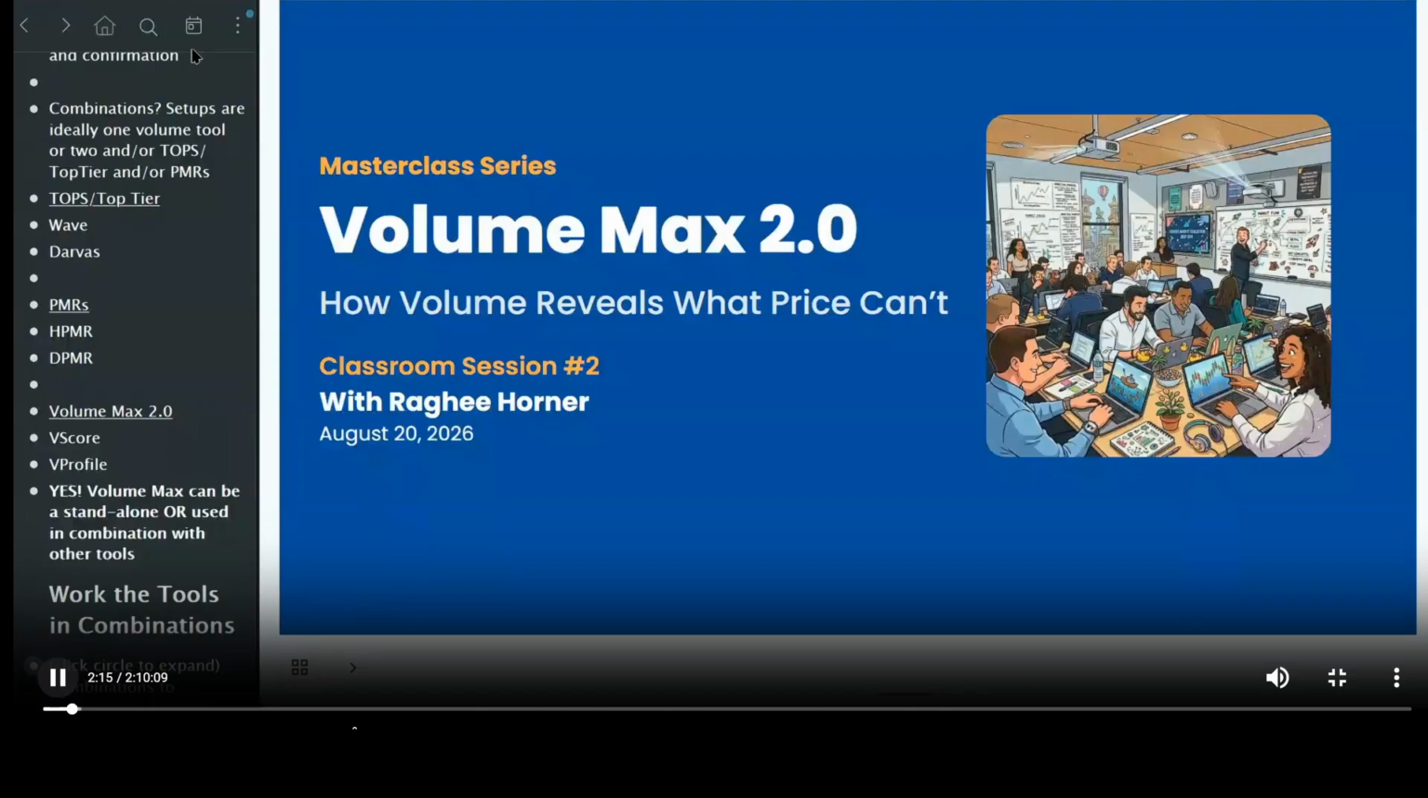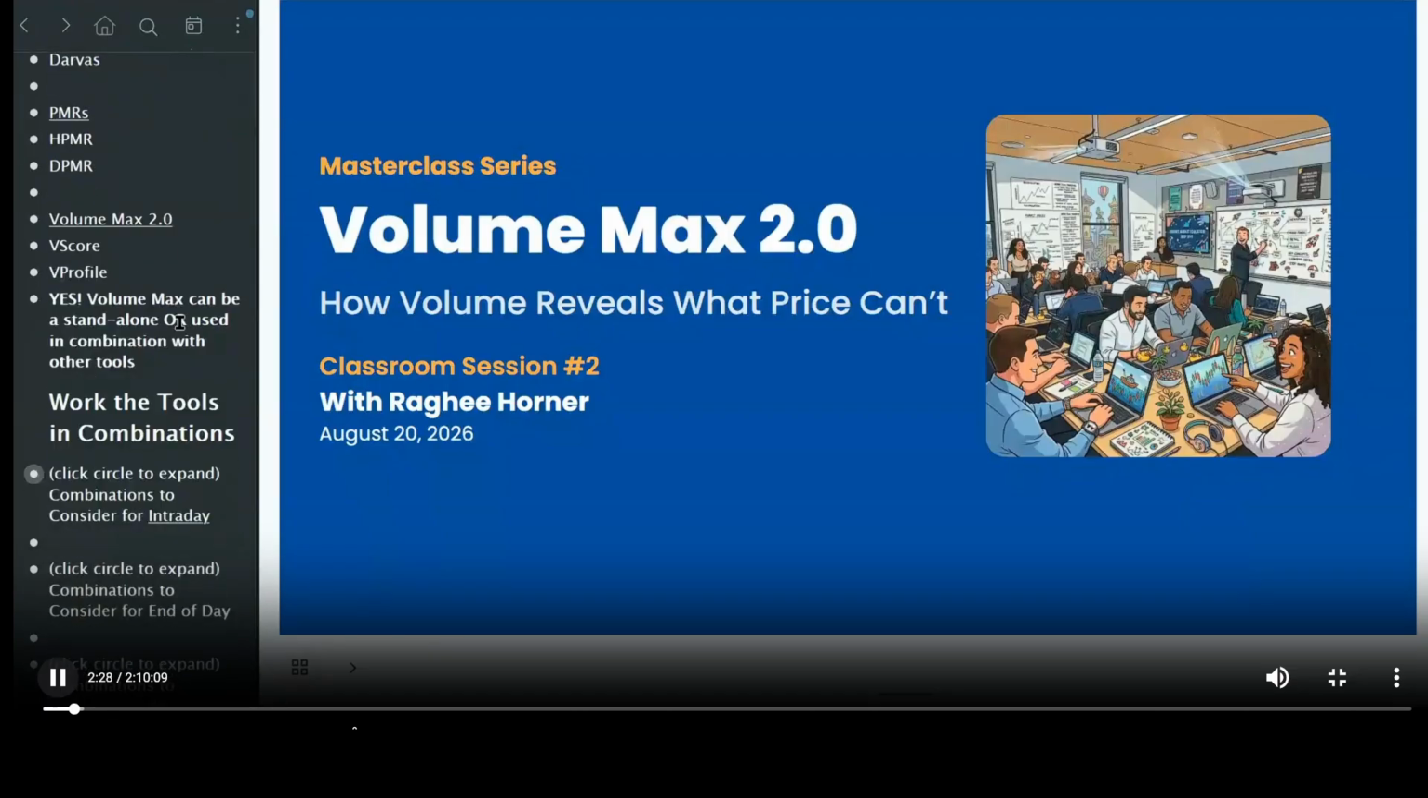PMRs, price movement ranges, whether it be hourly or daily, are volatility tools, right? When we add volume max to that, again, we're going to get a whole other depth of information. And some of you are asking, Rog, and I did get a few emails about this, can I use volume max as a standalone? You certainly can start there. There's absolutely nothing wrong with that.